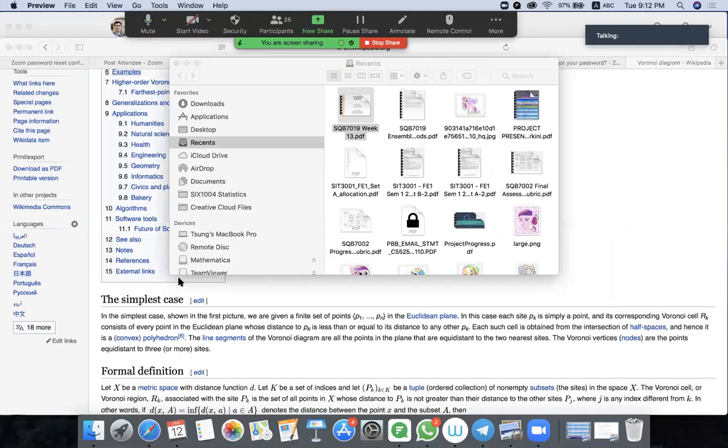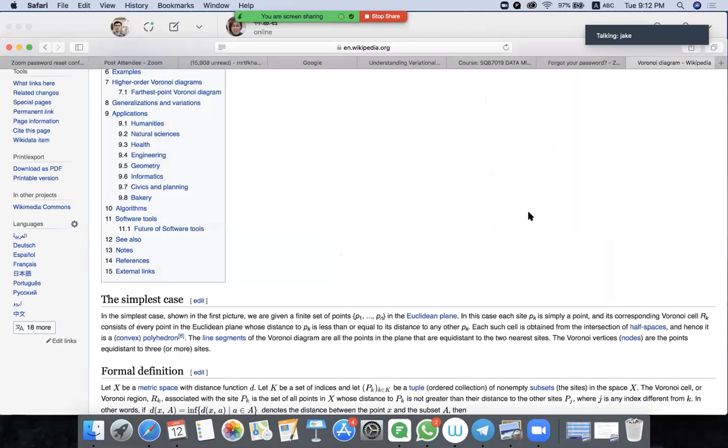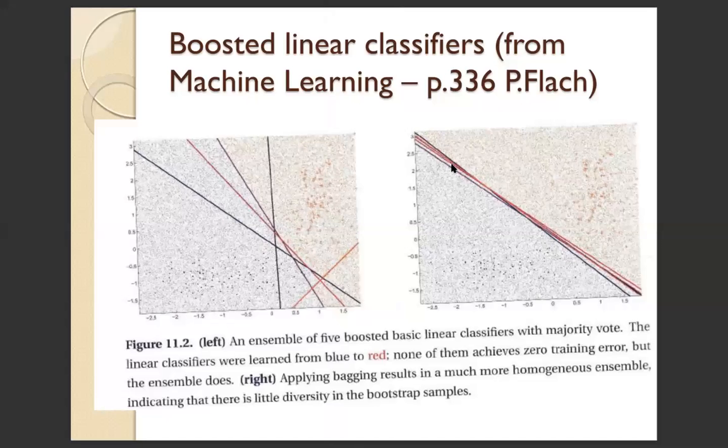Can you see the screen? What's happening? Which screen are you asking of? It's like we can see the Wikipedia here. No, not this screen. Stop share. Share the screen. Okay, this one. Yes, the boosted linear classifier. Okay.